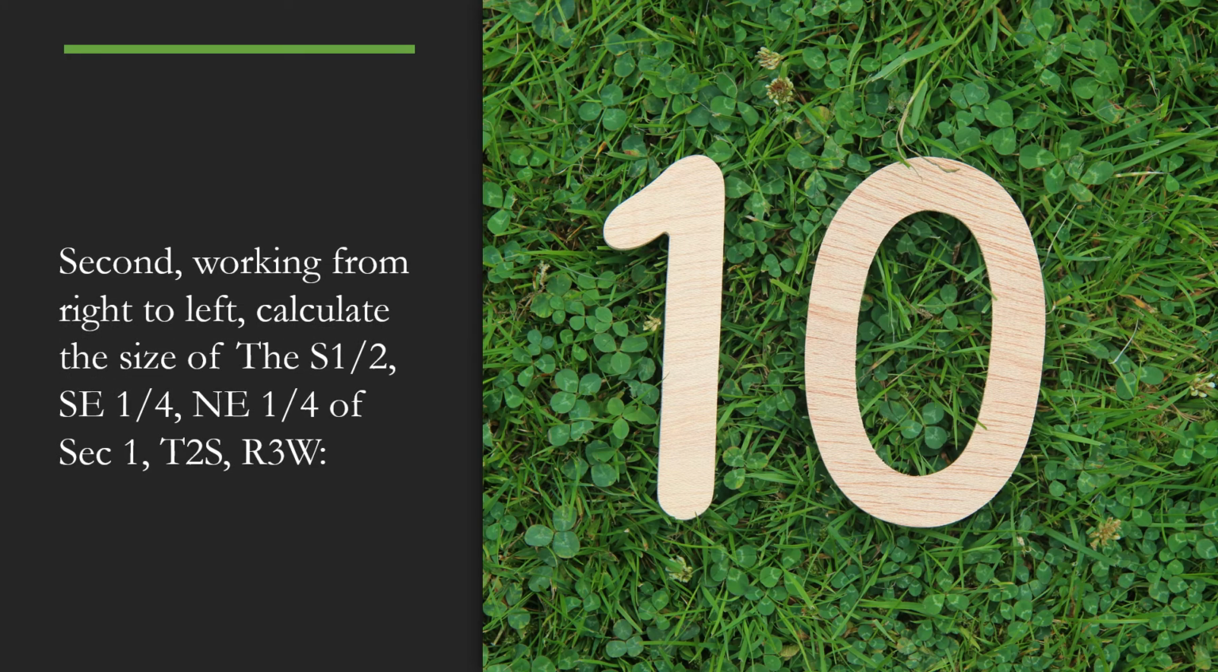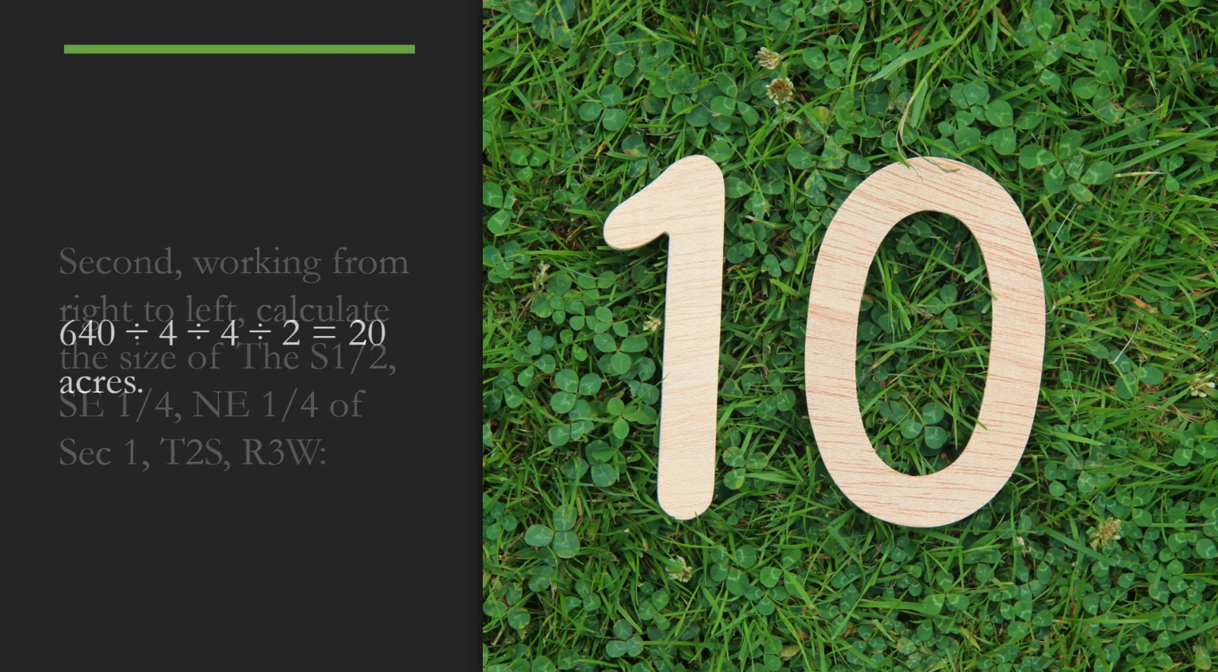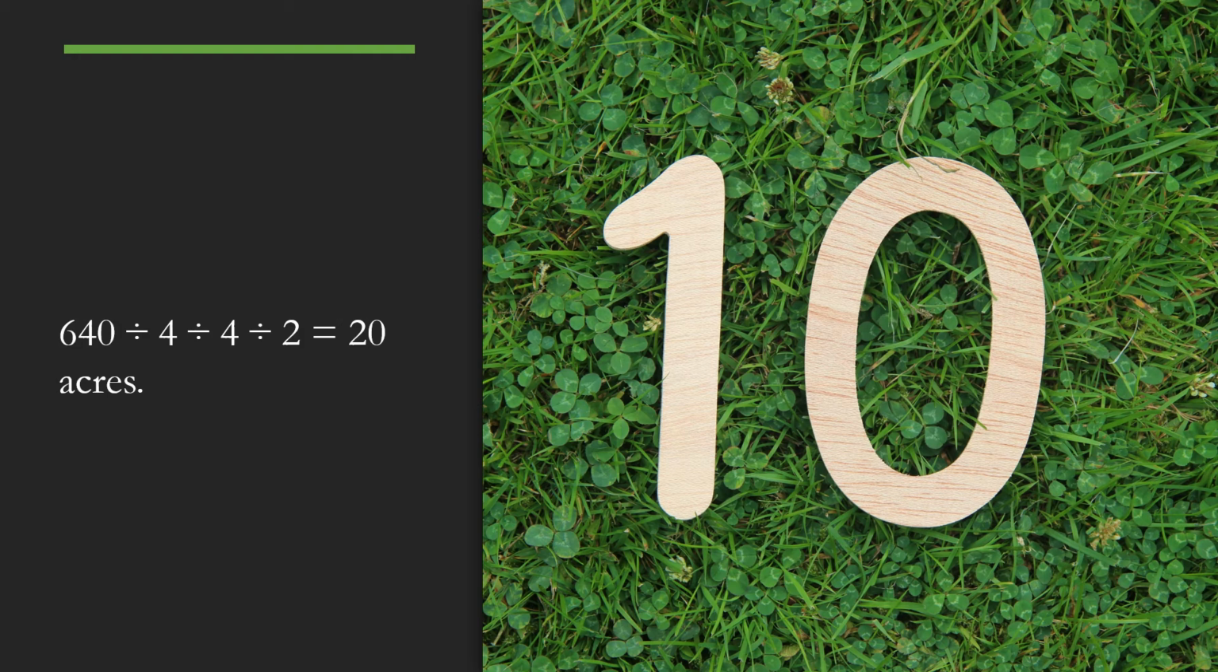And then, working also from right to left, calculate the size of the south one half of the southeast one quarter of the northeast one quarter of section 1 T2S R3W. Putting into your calculator 640 divided by 4 divided by 4 divided by 2 equaling 20 acres.